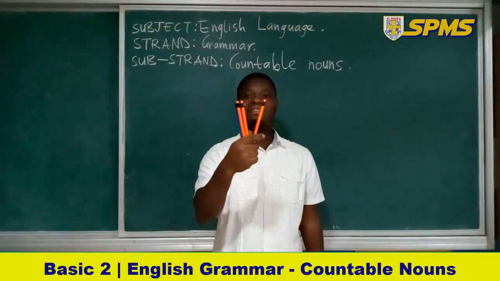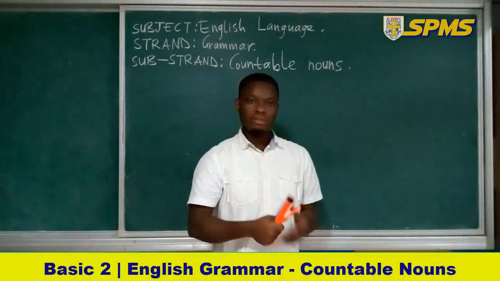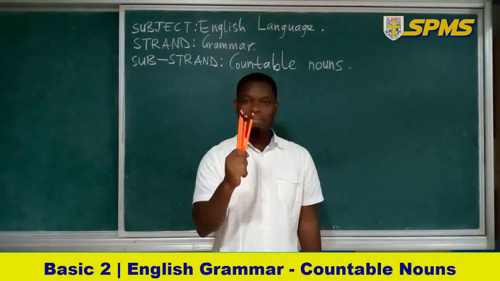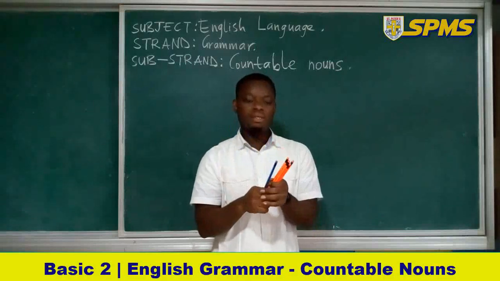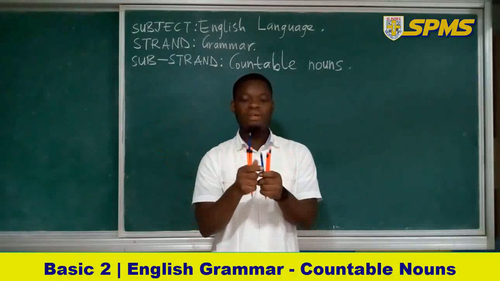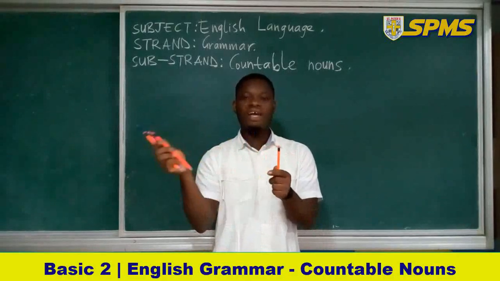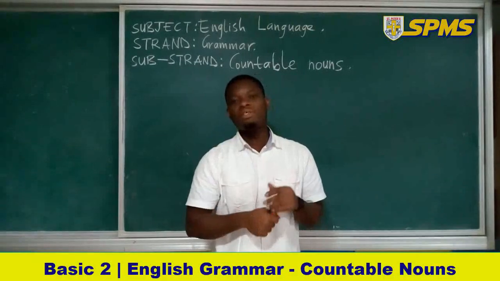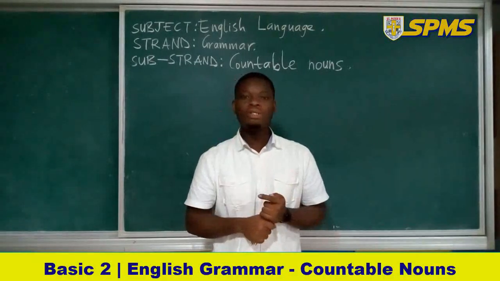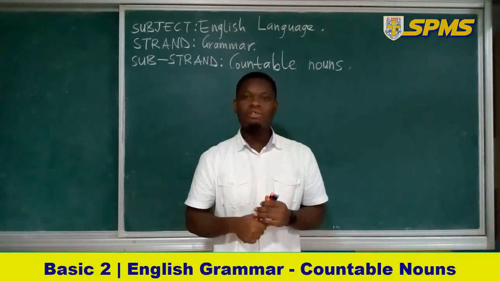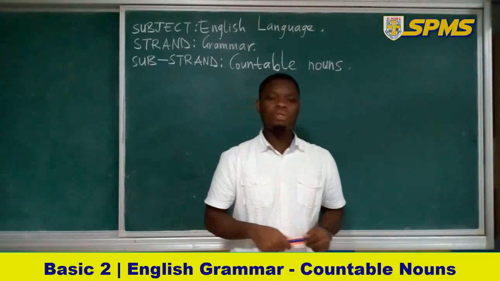For example, I have some nouns here. What are these? Very good, they are pencils. So I can count these pencils to determine their number. Let's count and see. 1, 2, 3, 4, 5, 6. So it tells us that pencil is a countable noun because its number can be determined by counting.